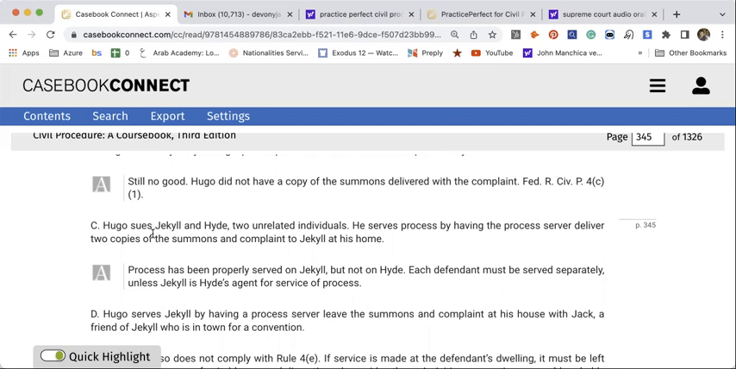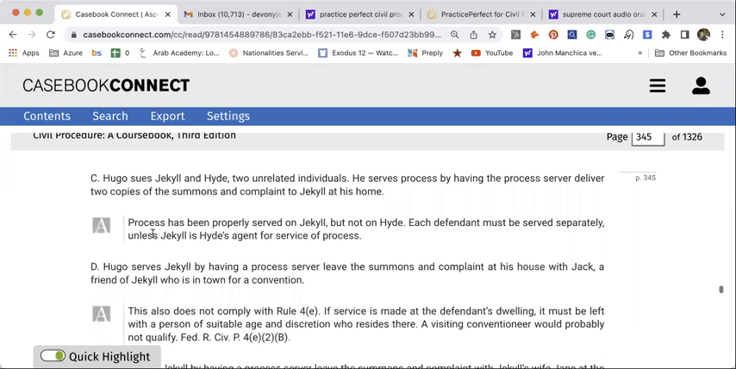Hugo sues Jekyll and Hyde, two unrelated individuals. He serves process by having a process server deliver two copies of the summons and the complaint to Jekyll at his home. Process has been properly served on Jekyll, but not on Hyde. Each defendant must be served separately unless Jekyll is Hyde's agent for service of process.